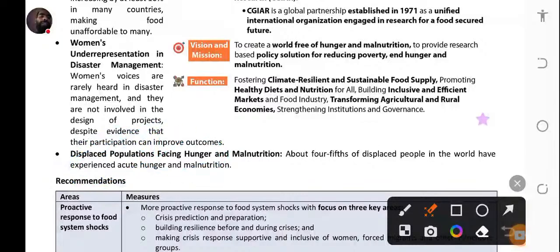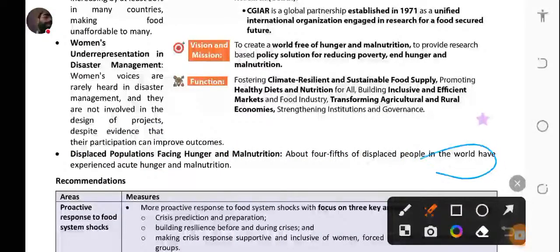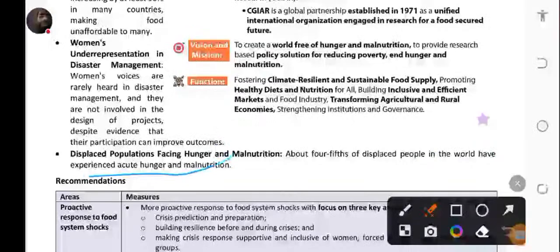Displaced populations facing hunger and malnutrition: about four-fifths of displaced people in the world have experienced acute hunger and malnutrition.